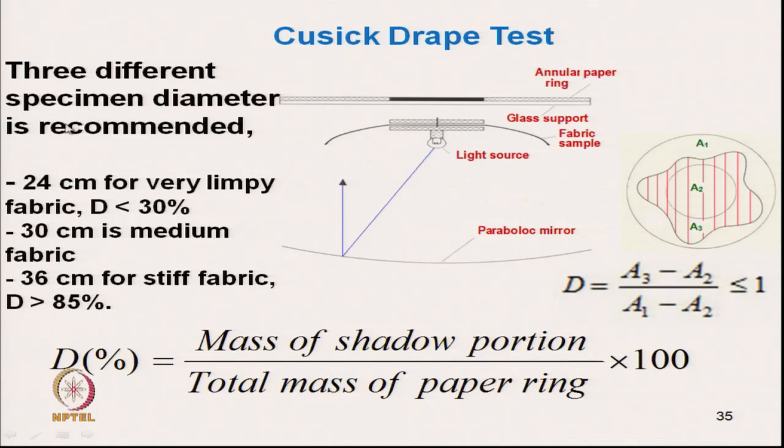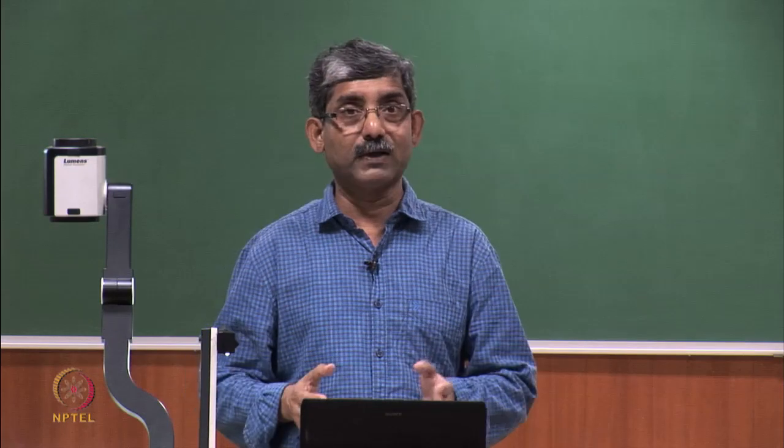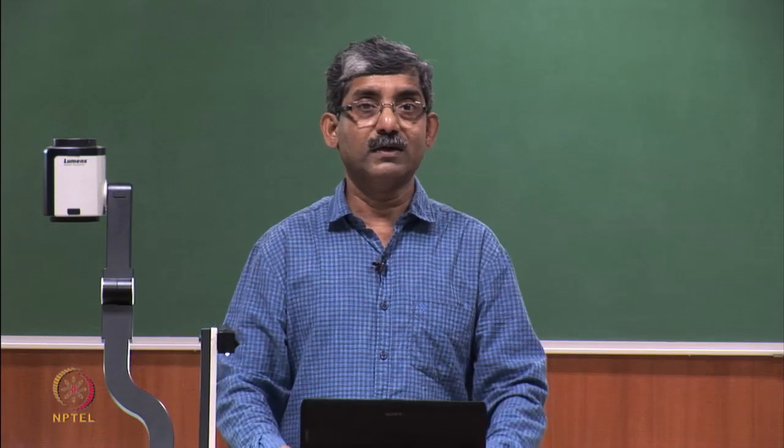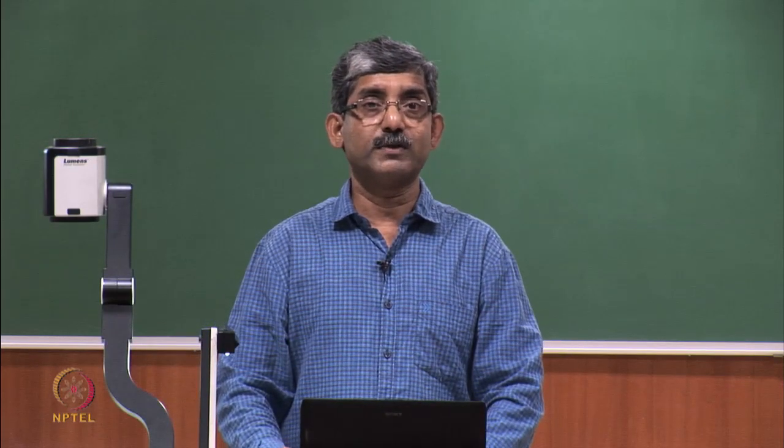And 3 different specimen diameters are recommended. When the fabric drape coefficient is very small, less than 30%, use 24 centimeters for very limp fabric. For medium fabric it is 30 centimeters, and for stiffer fabric 36 centimeters. So, these are the various fabric sample diameters, and then we can measure the drape coefficient.